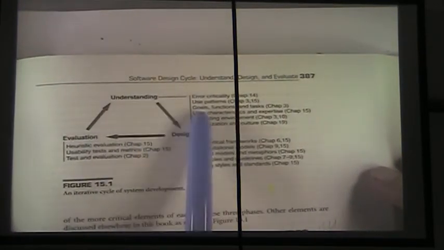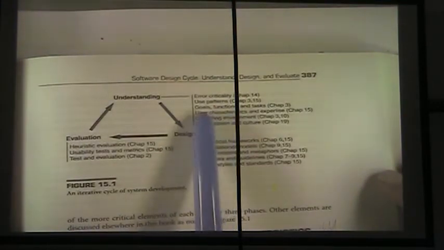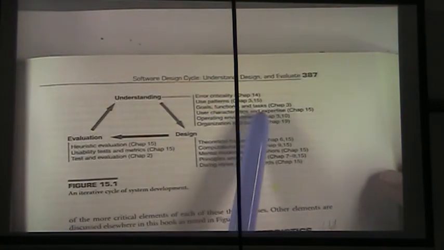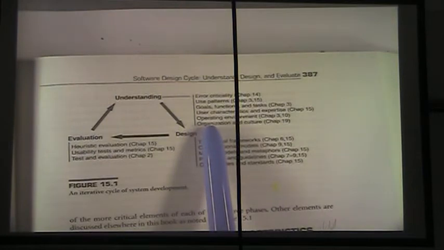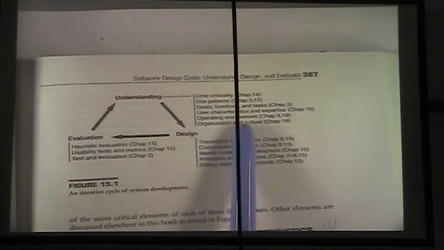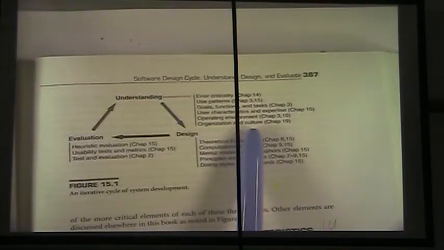All right, so we're understanding, and that leads to some things like error criticality, the use patterns, the goals, functions, and tasks, our user characteristics and expertise, the operating environment, our organization and culture in which our software or our computer equipment will be used.